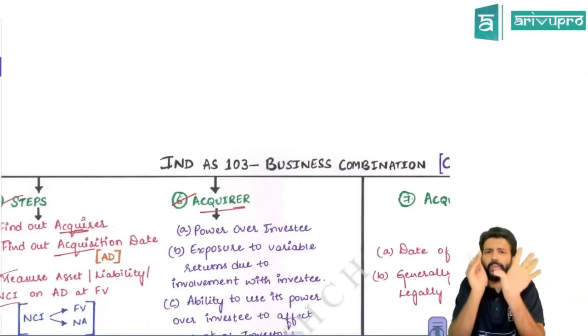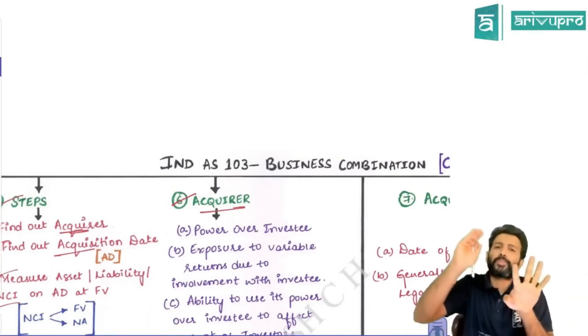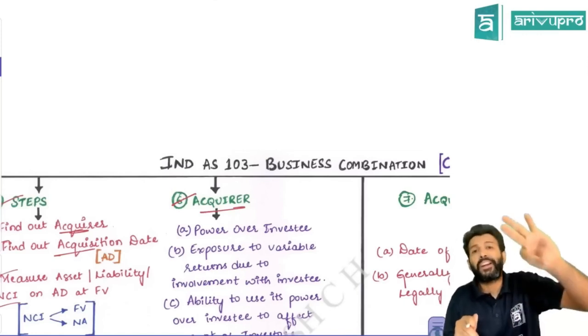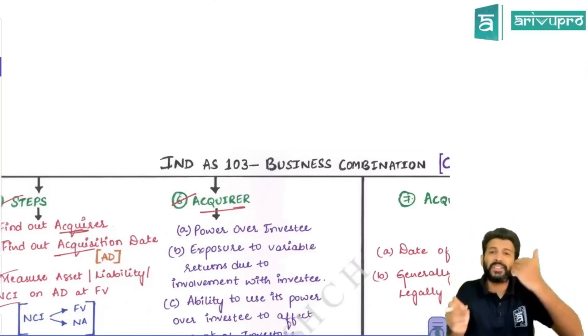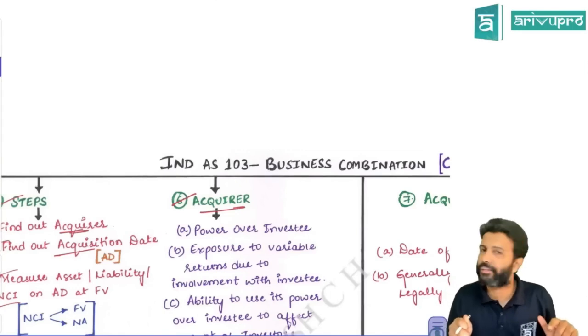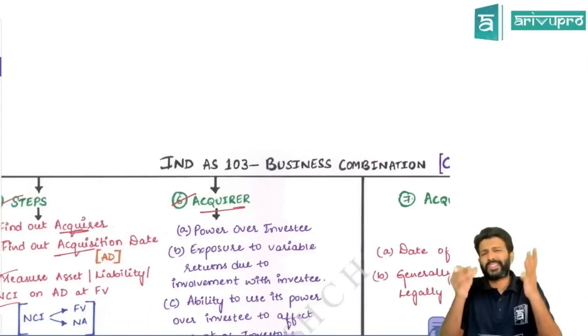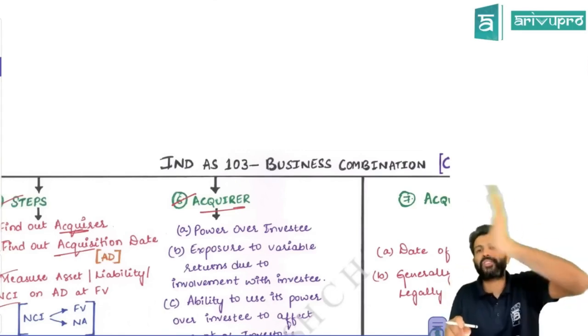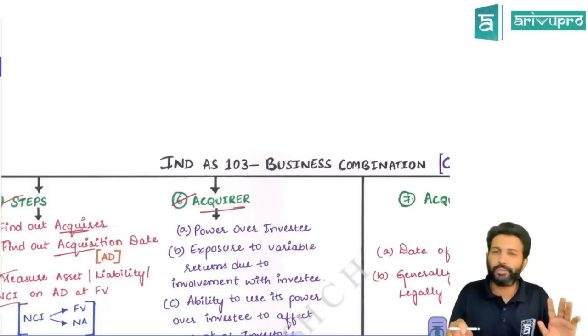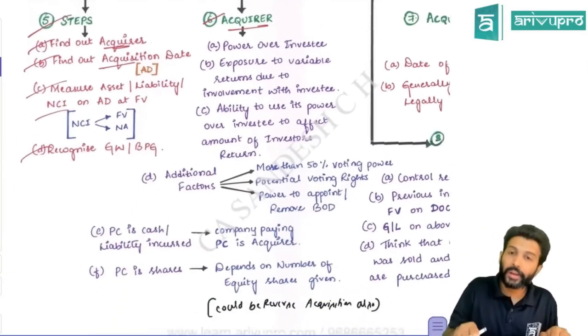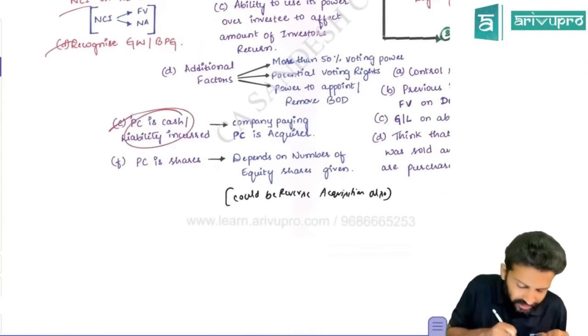You say you have control when you have power over the investee, you have exposure to variable returns, and the ability to use the power to affect the returns. And you have power over the investee when you can direct the relevant activities, etc. And as a thumb rule, we assume that if one company buys more than 50% equity shares or voting power in another company, by default, you will get the power.